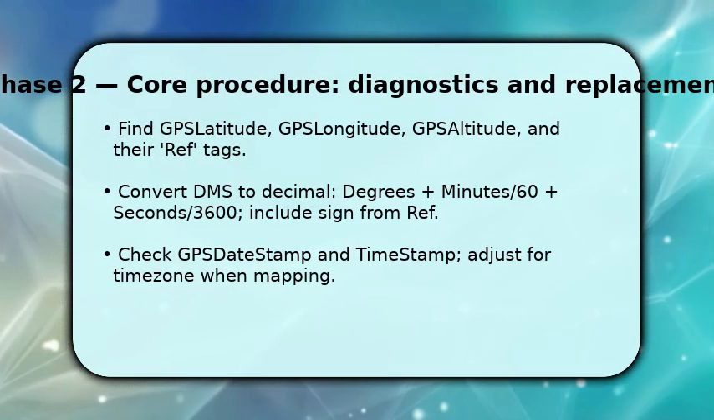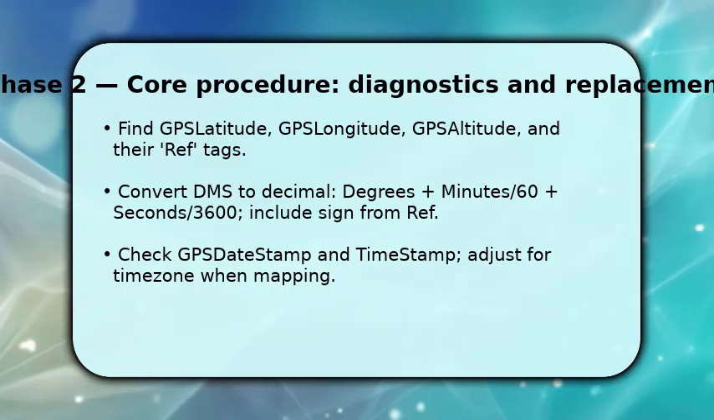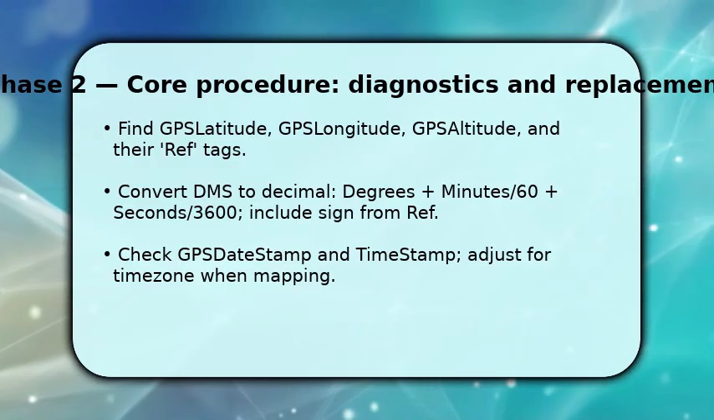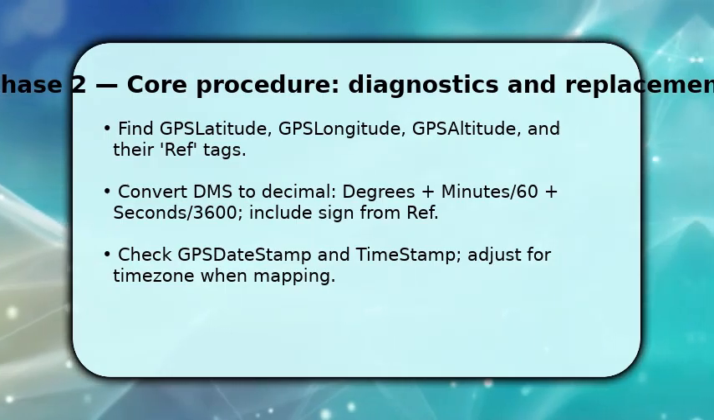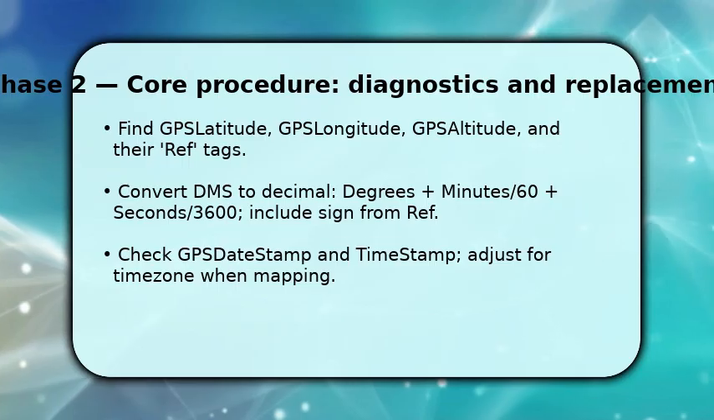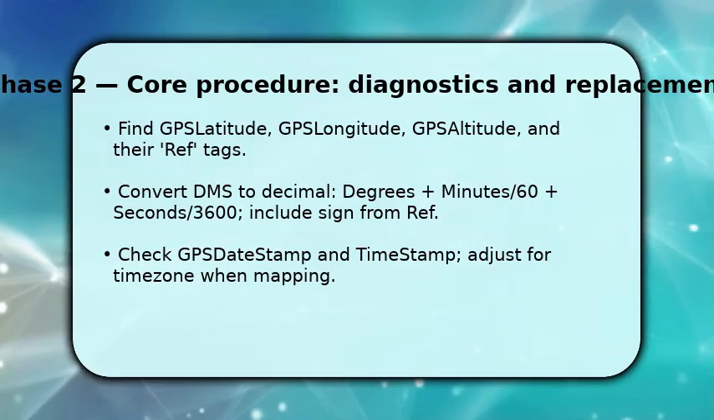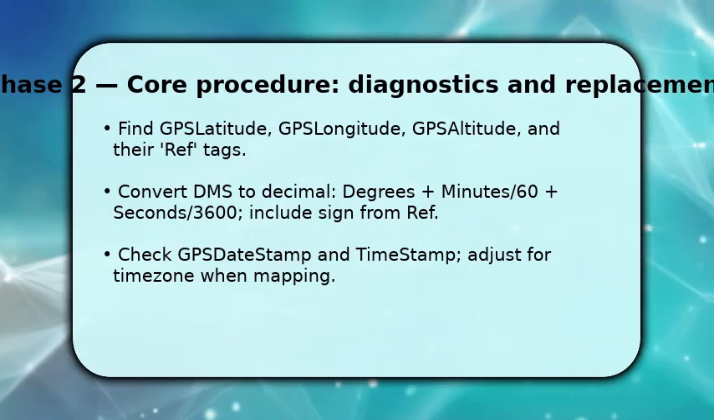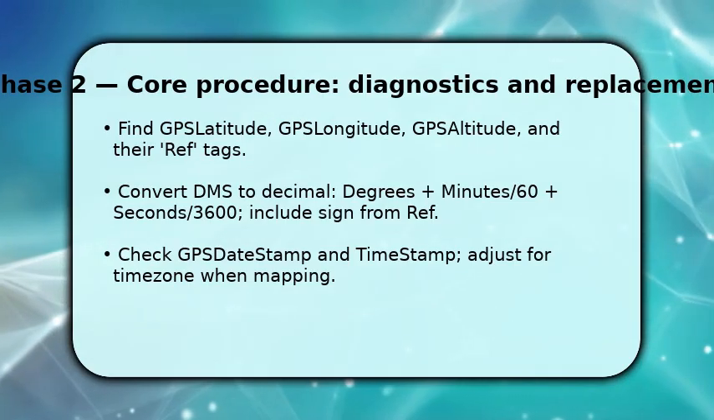You now decode the GPS fields. GPS latitude and GPS longitude are often in DMS, degrees, minutes, seconds. So convert to decimal by adding minutes divided by 60 and seconds divided by 3,600 and apply a negative sign when ref indicates south or west. Once done, paste decimals into Google Maps or a GIS app.